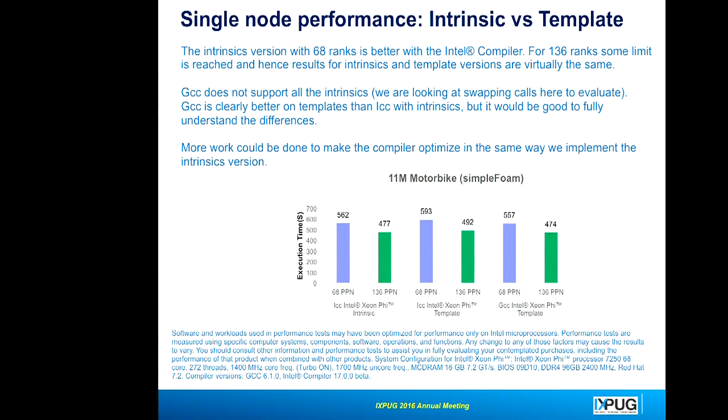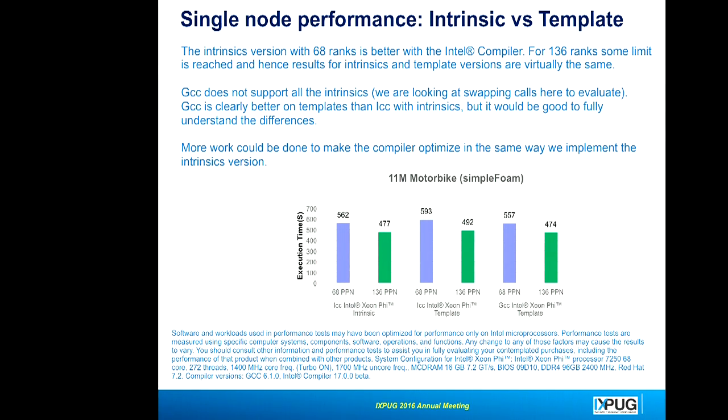Let's first compare intrinsics versus template, because that is a major challenge in order to accept this. We are comparing intrinsics versus template, starting with ICC. This is the ICC intrinsics and this is the ICC template code. You can see that ICC with 68 ranks on a single node, for the 11 million case, intrinsics is better. So we said okay, but when we ran this with GCC, it is a little bit better.